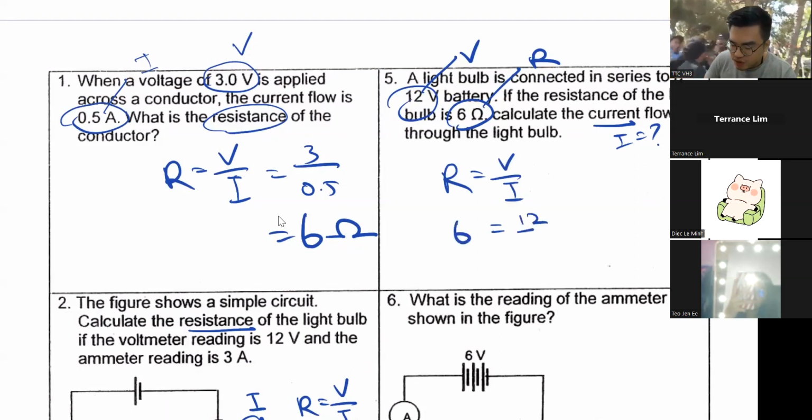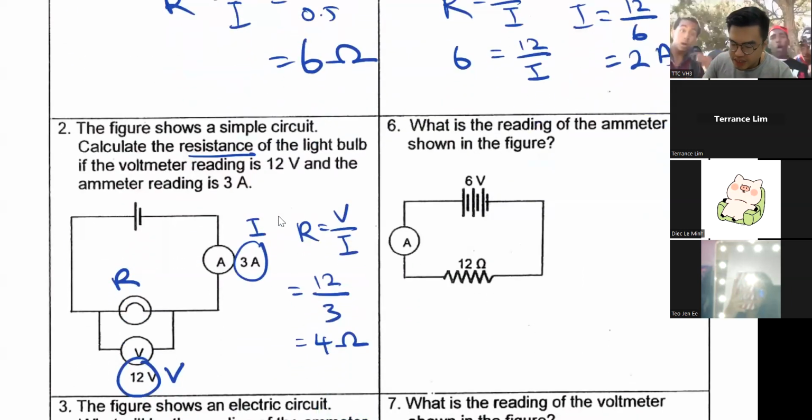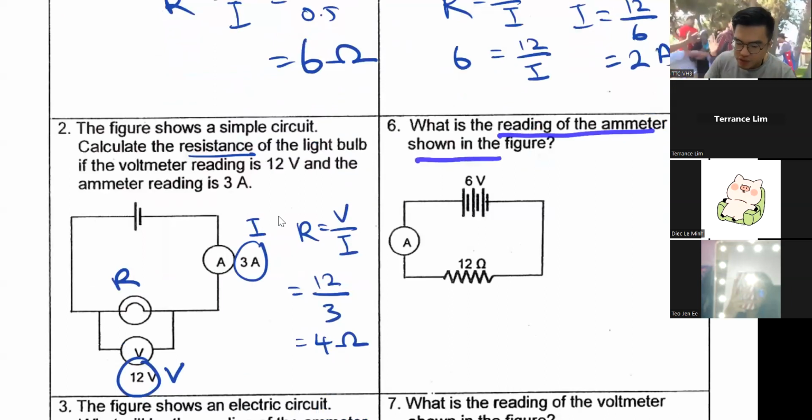6 equals to 12 over I. I equals to 12 over 6. You will get 2 ampere. Okay, 2 ampere. And next, what is the reading of the ammeter shown?